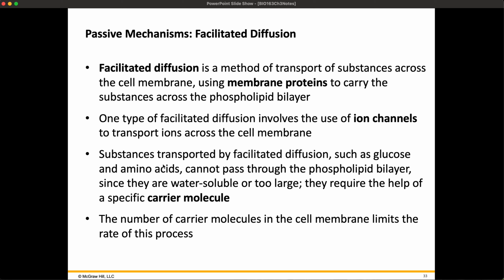Substances like glucose and amino acids can't pass through the phospholipid bilayer since they're water soluble or too large. Glucose especially is water soluble, so it can't just naturally pass through those lipid tails. So it has a carrier molecule that aids with that. The number of carrier molecules in the cell membrane limits the rate of this process. With something like simple diffusion, it can happen as fast as it needs to, as long as it needs to, because it's just those molecules moving on their own. But with facilitated diffusion, the rate is dependent upon the number of carrier molecules.